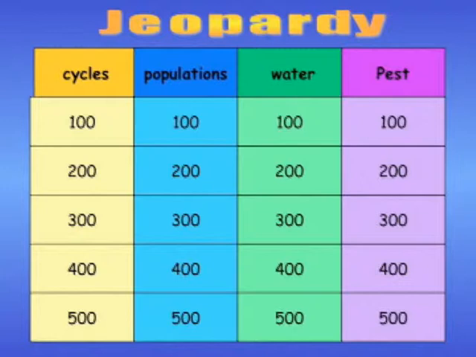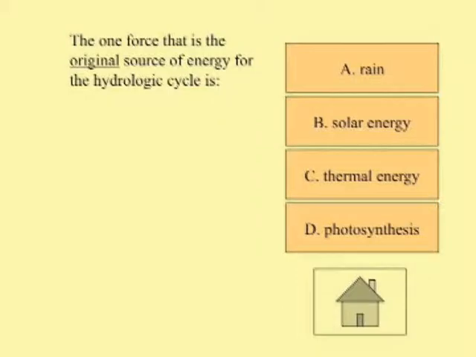populations, water, and pests. Okay, we'll take cycles for 100. The question is, the one force that is the original source of energy for the hydrologic cycle is A, rain, B, solar energy, C, thermal energy, or D, photosynthesis. And the answer is, you're awesome! Solar energy! Yes, indeed.